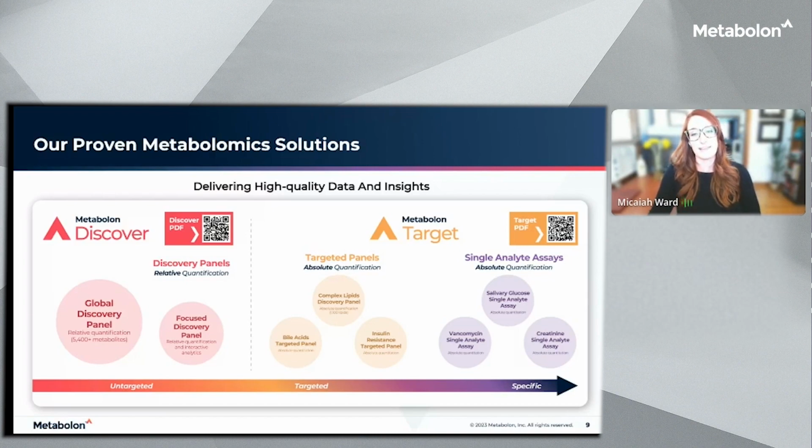So if we navigate over to the right-hand side, we have a few examples of our targeted panels and single analyte assays. These are designed to build on and complement our discovery work. So they offer absolute quantification of metabolites, and most of these have previously been identified as important in a specific biological pathway. We offer 22 different targeted panels and assays, as well as the ability to entirely customize panels based on your specific research needs.